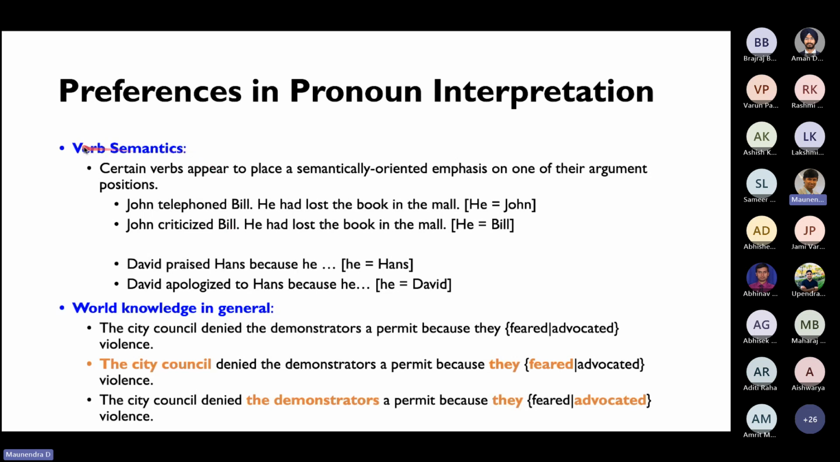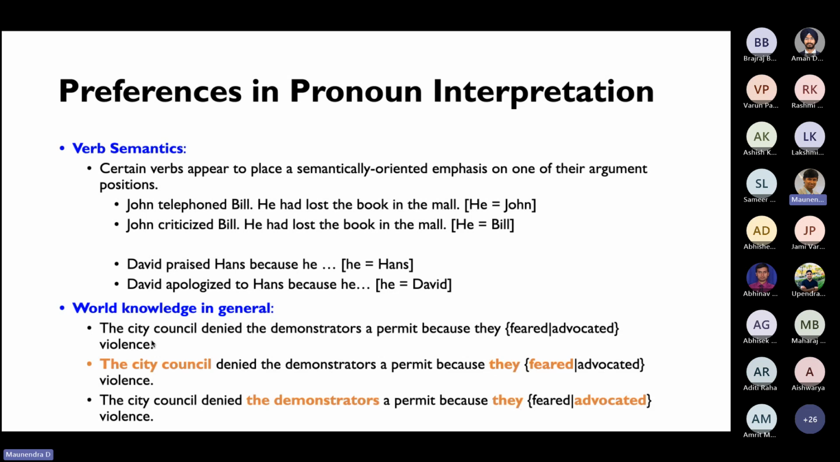Now this again comes from the verb semantics. What is the semantics of the verb lost? What is the semantics of the verb criticized? Again, if there are algorithms which can understand this semantics well, like the contextual word embedding algorithms, they can make these decisions better. David praised Hans because he is possibly referring to Hans, and David apologized to Hans because he, here he will refer to David. Again, similar arguments we can give. So understanding the semantics of the verb can also be very useful in determining the anaphoric relationships.